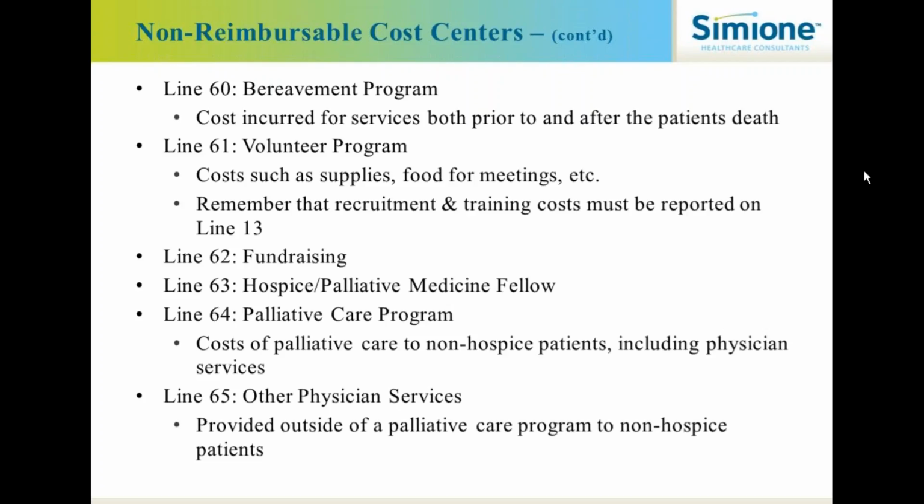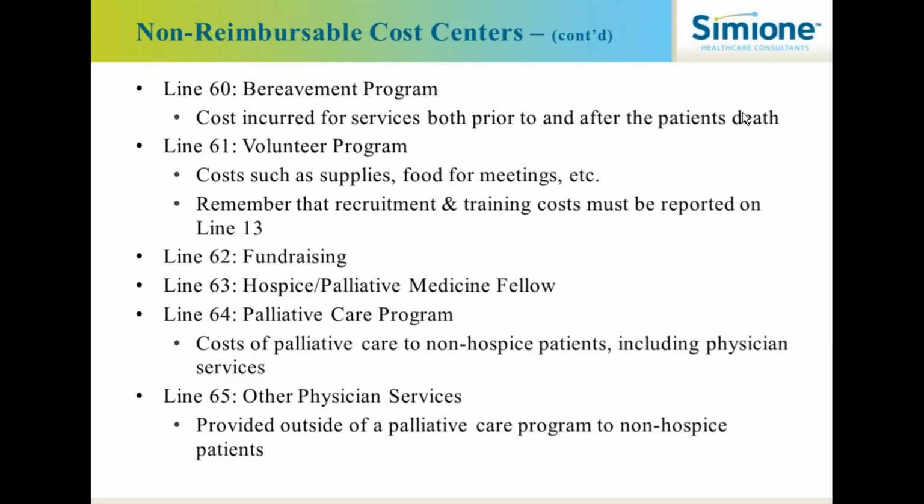Line 62 is for fundraising. Line 63 is hospice and palliative medicine fellow. Line 64 is for your palliative care program. And these would be costs of the palliative care program to the non-hospice patients, including any physician services. Line 65, which is other physician services, are costs provided outside of a palliative care program to non-hospice patients. Next.